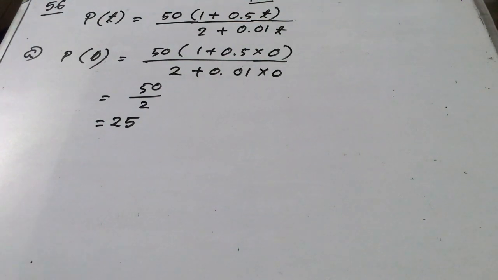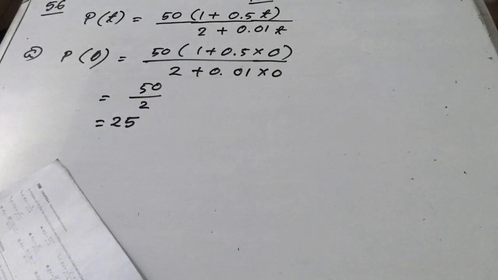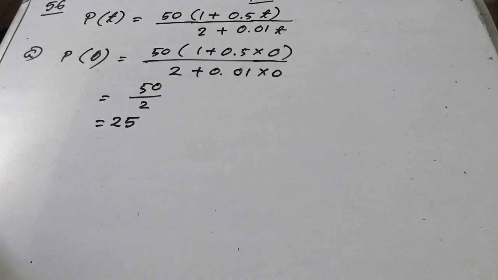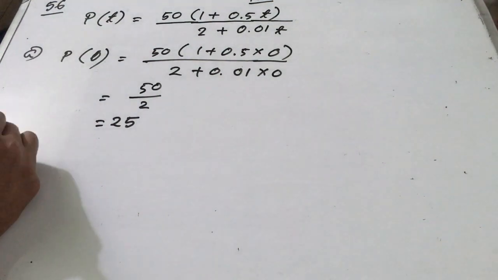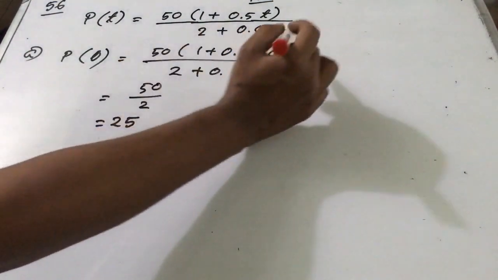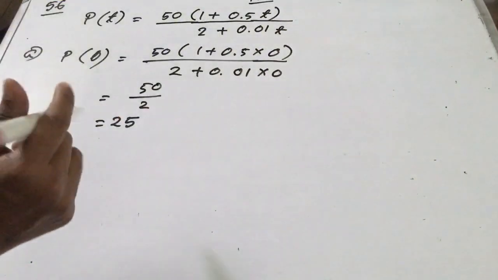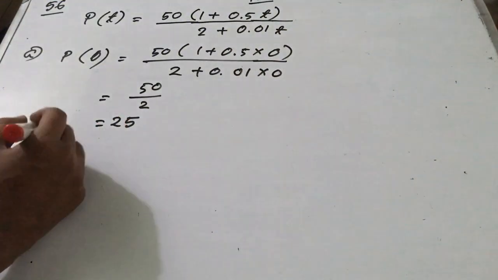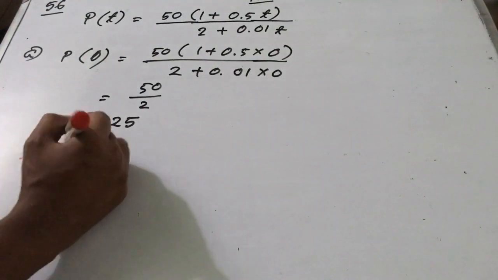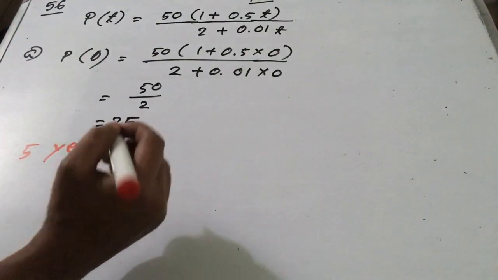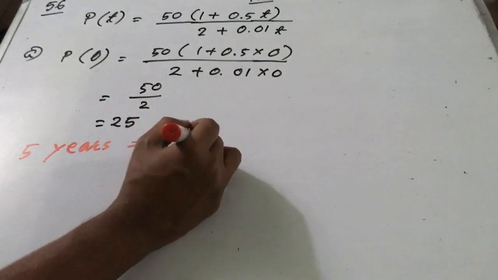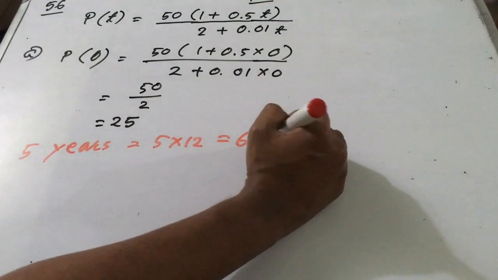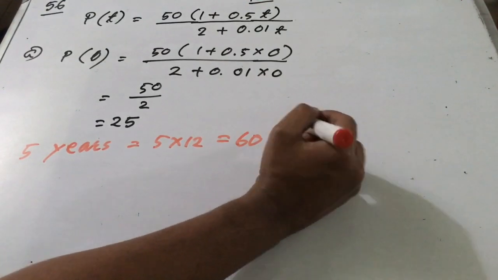at the beginning. Now part B is, what will the population be after 5 years? Here t is actually in months, as they said in the question. But now they are saying 5 years. So 5 years equals how many months? 1 year means 12 months, so 5 years means 5 times 12 equals 60 months. So this is the number of months.